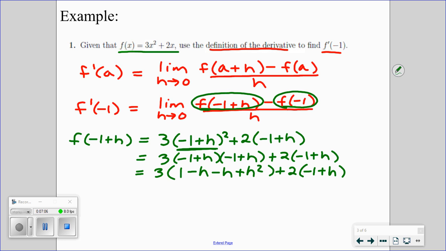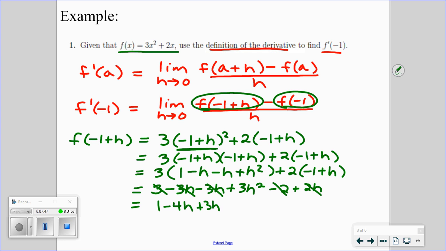Okay, then we'll just distribute. We can distribute 3. We can distribute a 2. So that'll end up being -2 plus 2h. And then let's combine like terms. So it looks like we can add the 3 and the -2, so that'll equal 1. Okay, we can add the -3h and the -3h, that's -6h, but then plus 2h will be -4h, and then plus 3h squared.